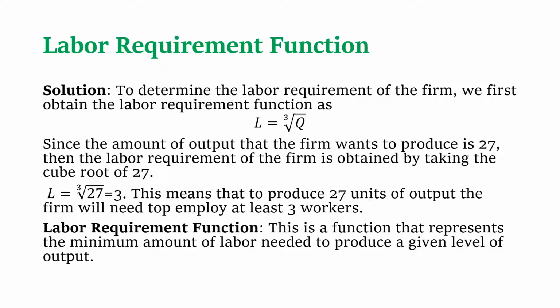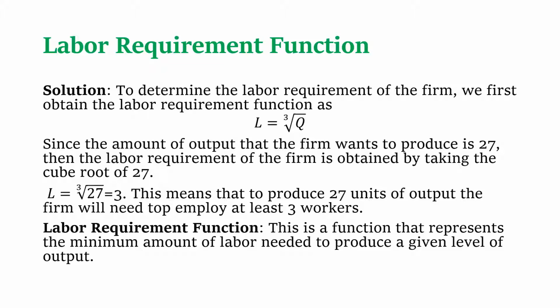So this means that to produce 27 units of output, the farm will need to employ at least 3 workers. So it needs to employ 3 workers to produce 27 units of output.